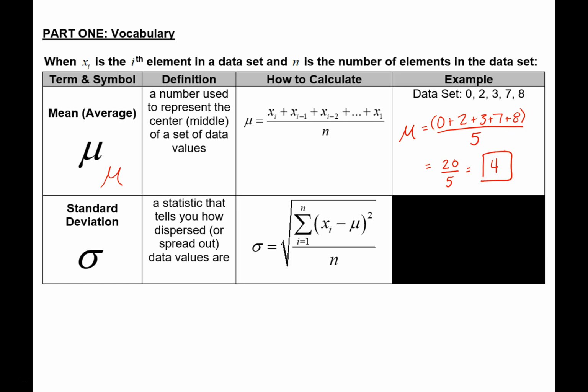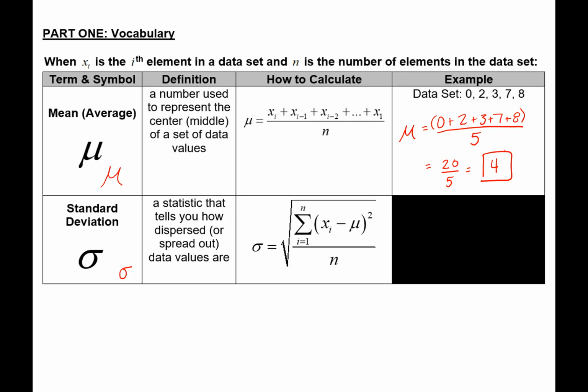Now, the other vocabulary that we need to talk a little bit about is called standard deviation, and we're going to use this Greek symbol that kind of looks like a cursive O to represent that. So what the standard deviation does is, once we know what the middle is, the mean, the standard deviation tells us how far away from the mean all of the other numbers in the data set are. So it tells us how distant we are, or how deviated we are from the average in the middle.